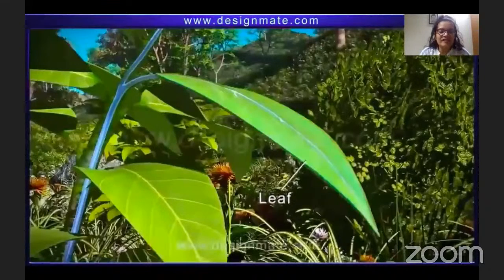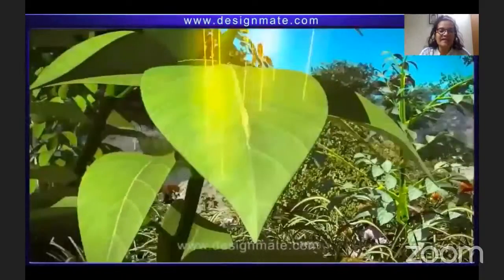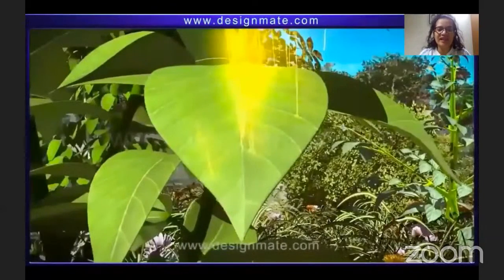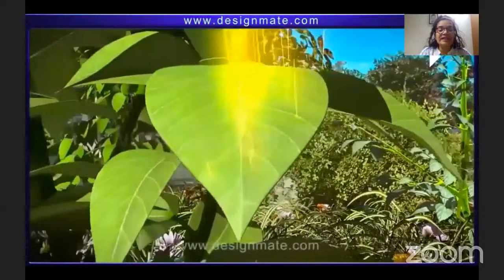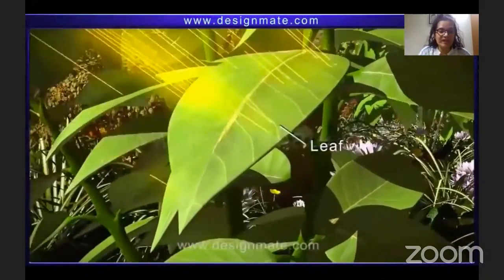Yes, everyone's clear? Now the stem holds the leaf in such a way that they absorb maximum energy from the sun. Can you see that? So roots absorb the water, stems transfer the water from the roots to the leaves, and the leaves are held in a manner that they absorb maximum energy from the sun. Now a leaf is a very important part of the plant.